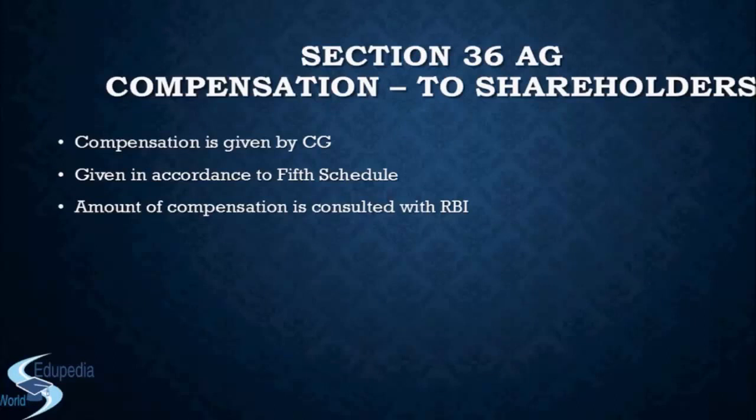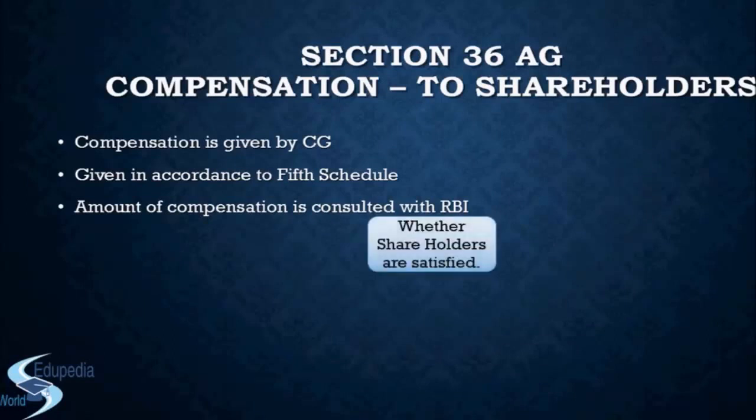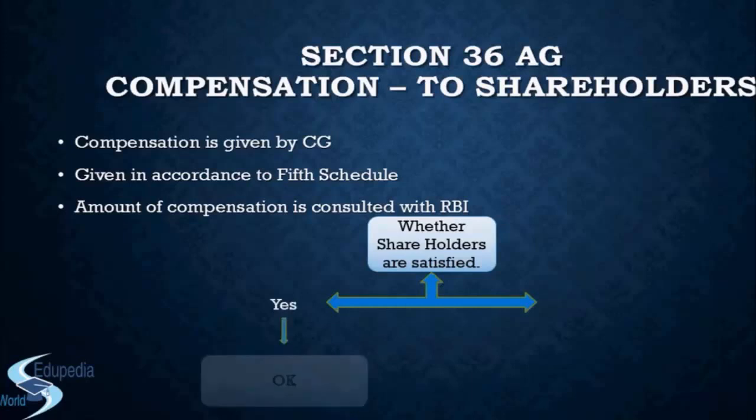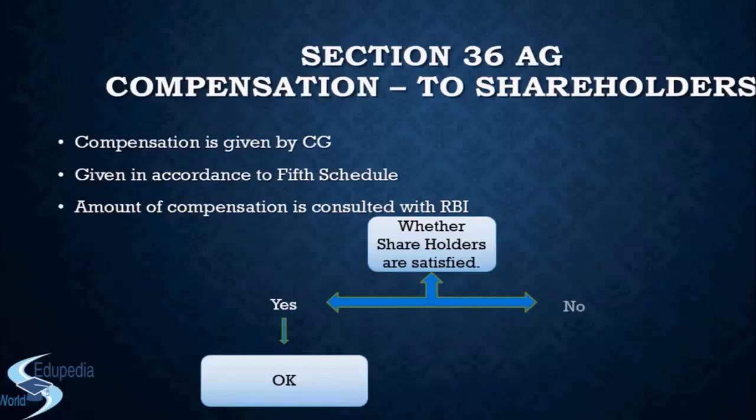Now there are two cases. Once the shareholders are informed about the compensation that they're supposed to receive, the point is whether or not the shareholders are satisfied with the amount of compensation as decided by the 5th schedule, and also in consultation with the Reserve Bank of India, right. So there are two cases. One is they are satisfied, so everything goes well, and that is the amount of compensation that they would receive, right. But what if they do not agree with the amount of compensation given to them?